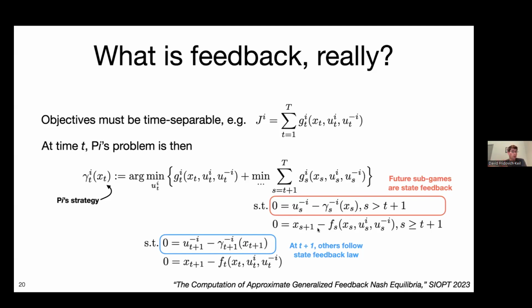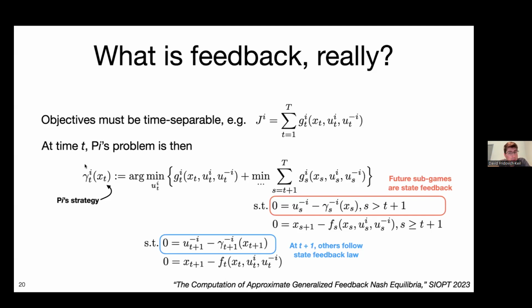So what's happening here is we're nesting. Everything is nested here, and you can immediately see it because I have the players' strategies appearing in the constraints at future times, and these are used in the definition of player i's strategy at time t. So this function gamma_i,t, the strategy at time t, depends upon the strategies for all the players in the future. And this is going to recover that nested tree structure we had on the previous slide.